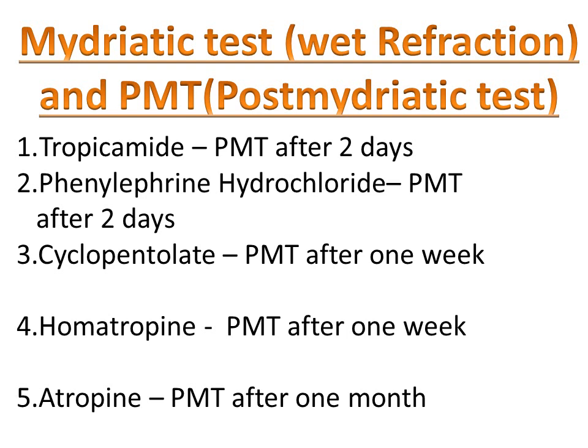But in cyclopentolate and homatropine, they act for about a week. So after 1 week, you normally call the patient for post mydriatic test. Atropine, as you know, causes total cycloplegia, and for the effect of cycloplegia to be reversed, it will take almost 1 month. So you have to call the patient for post mydriatic test after 1 month.